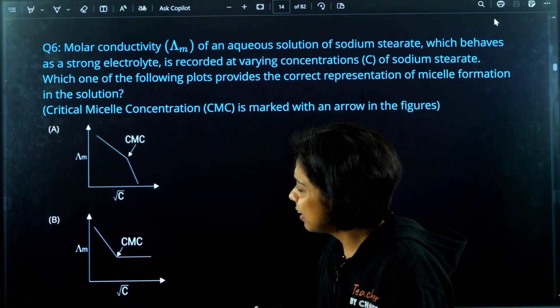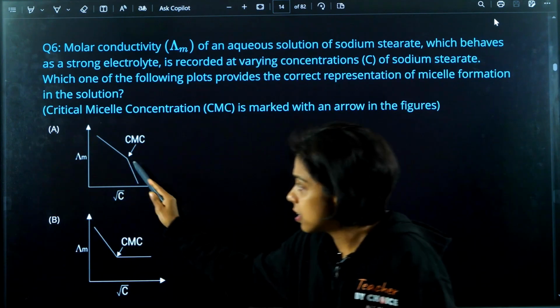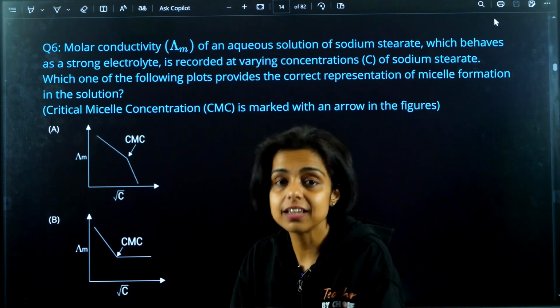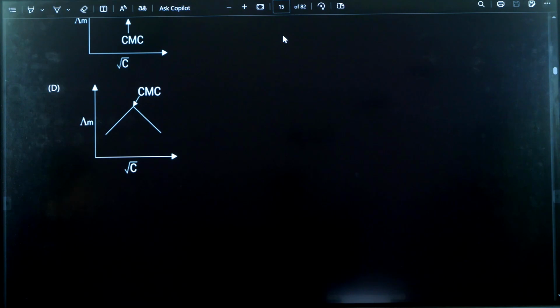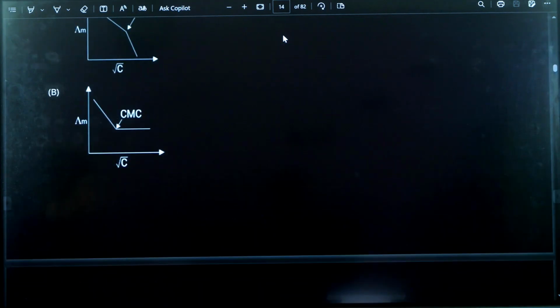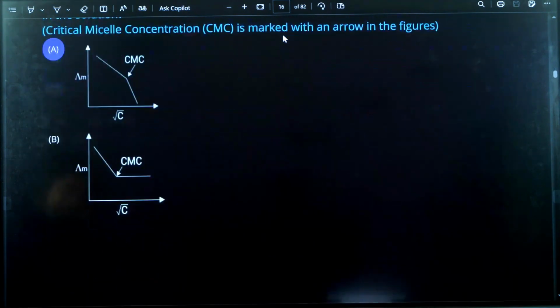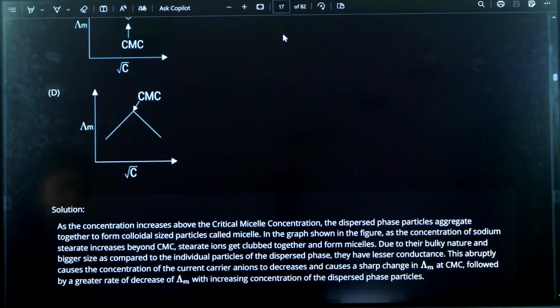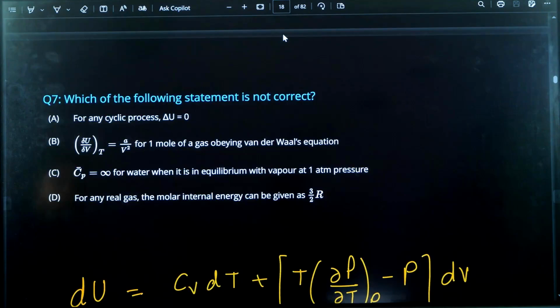So clearly, the graph I can say is the first one only. As the concentration increases, there is a sudden decrease after CMC, right? Because the particle size becomes larger because of micelle formation. So the initial graph is the strong electrolyte molar conductivity graph, which I'm sure you are pretty much aware of. So the answer should be A. Got it, guys? Okay. So the next question, please.